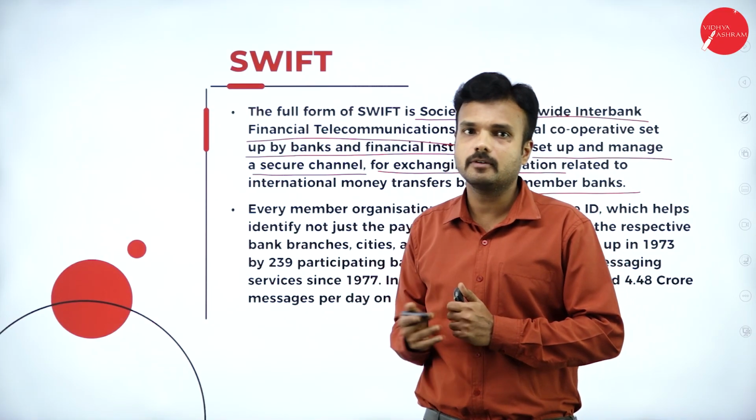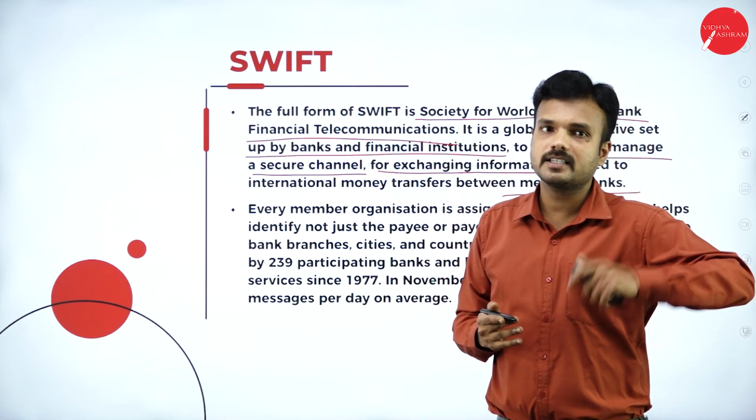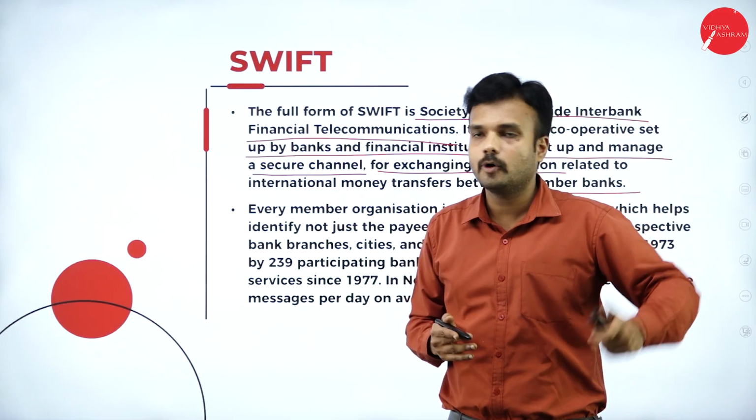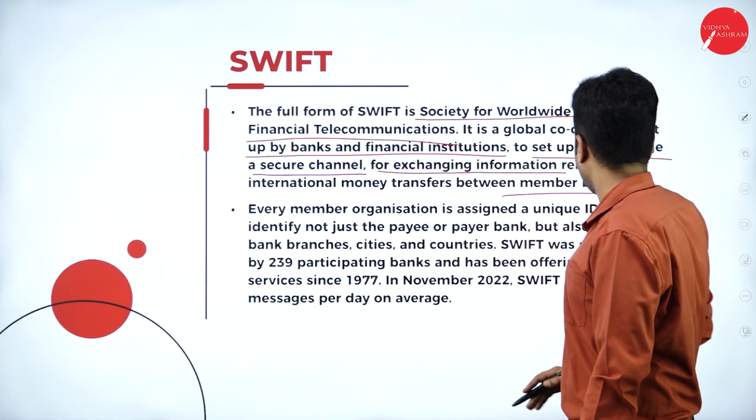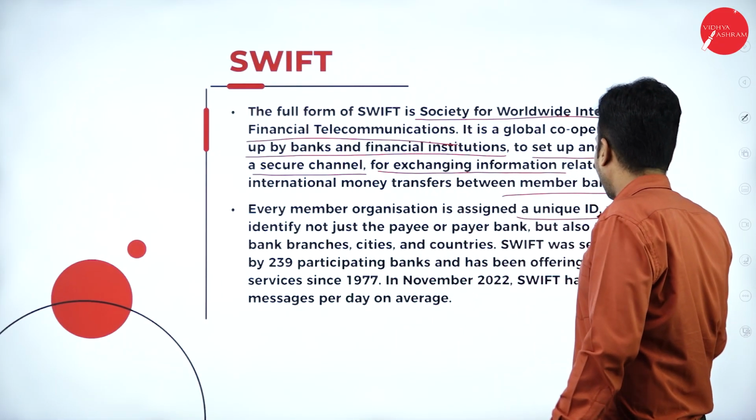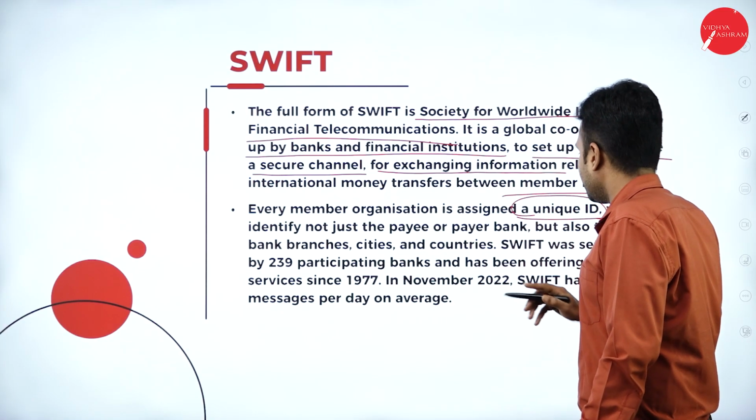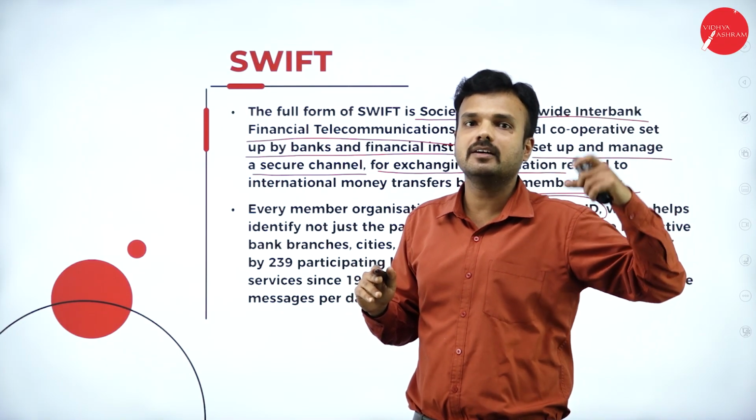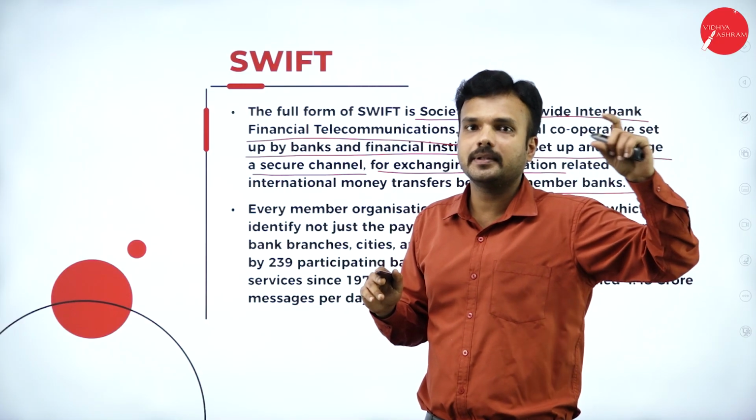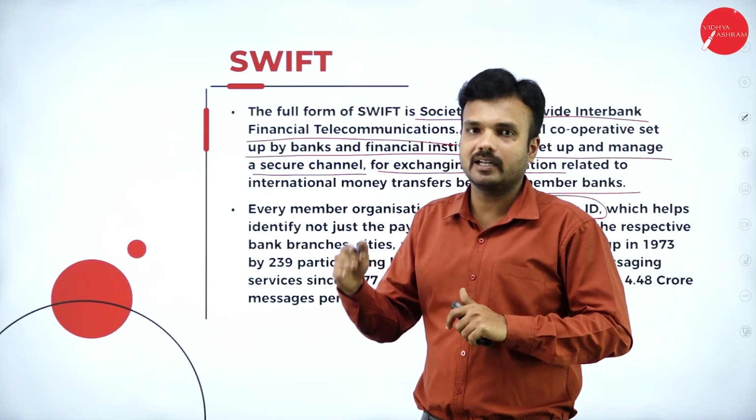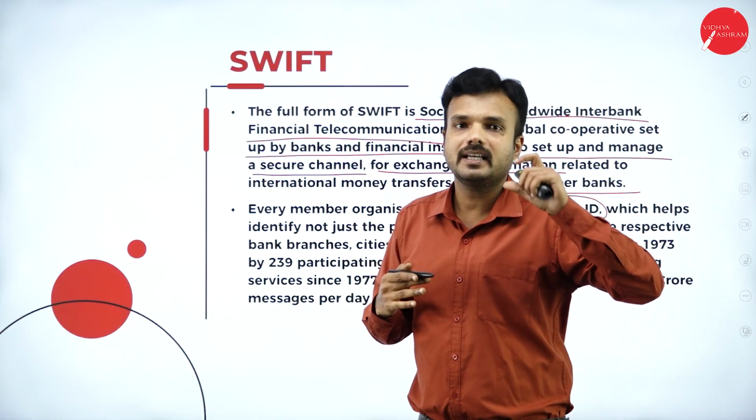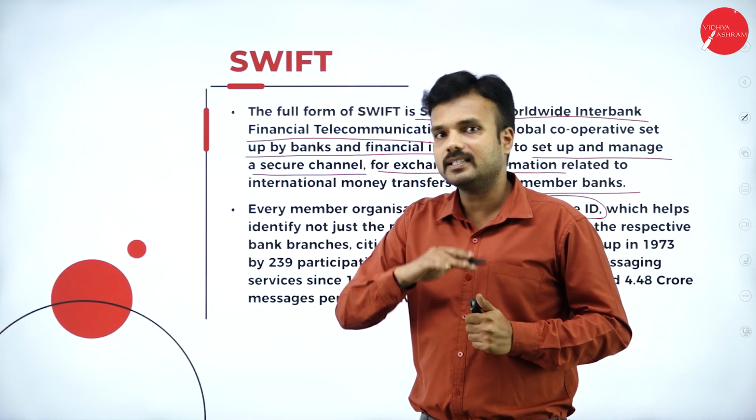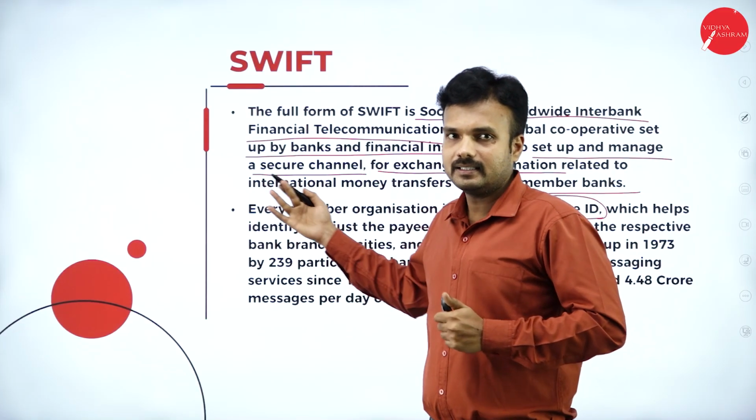But with SWIFT, the transaction happens with a member bank in a foreign country. So how are they going to transfer the amount? By using a unique ID number. There is a unique ID for the particular branch of a bank located in a foreign country, and based on that unique identity number they transfer the money and transact the financial information.